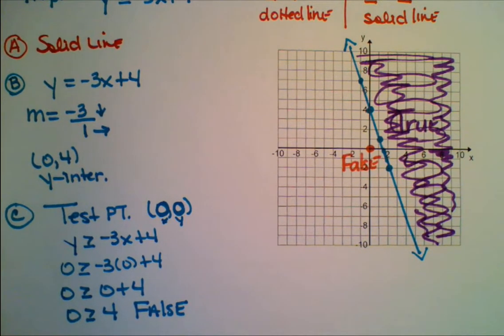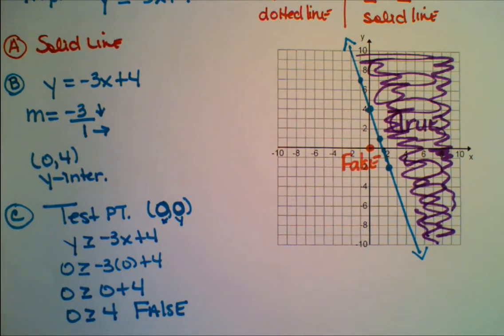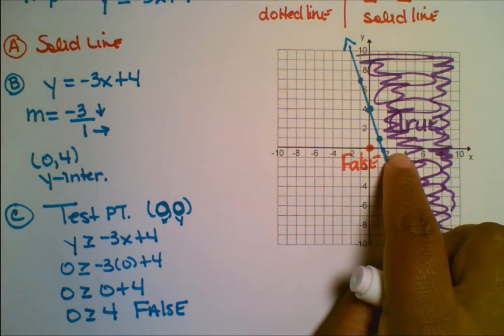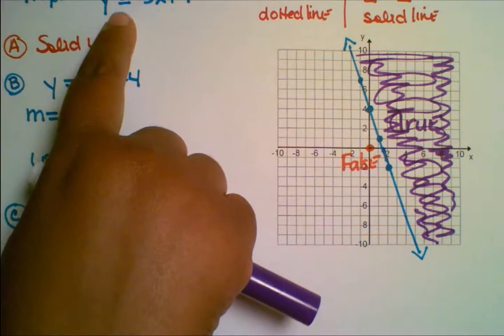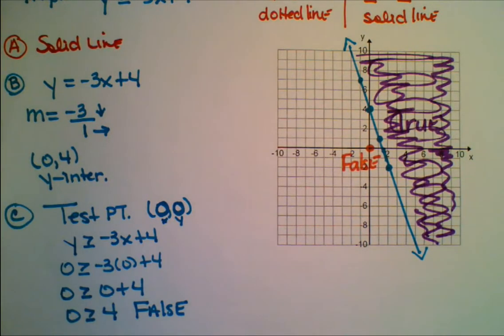So this will be our graph shaded. So if you wanted to pick a point, let's say that we chose here 3 comma 0. What's going to happen when you plug 3 in for x, 0 in for y, you're going to have a statement that is true. So there we go. We're finished with that.